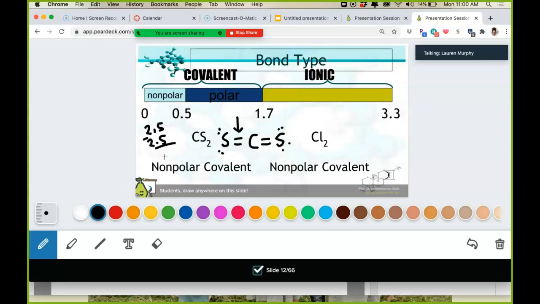Well, what's 2.5 minus 2.5? 0. What does that mean? This sulfur and this carbon, neither of them is much more attracted to the electrons than the other. So they share the electrons right here fairly evenly. Even is called nonpolar, and then covalent is sharing. So this right here is a nonpolar covalent bond. Now, this is the same exact bond between carbon and sulfur. So this is also a nonpolar covalent bond. So this guy has 2 nonpolar covalent bonds.